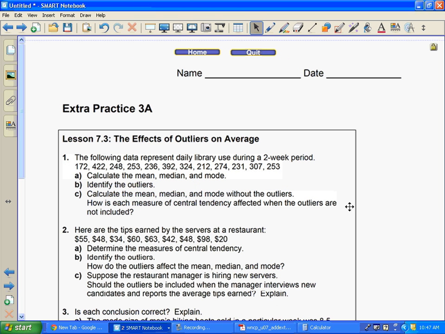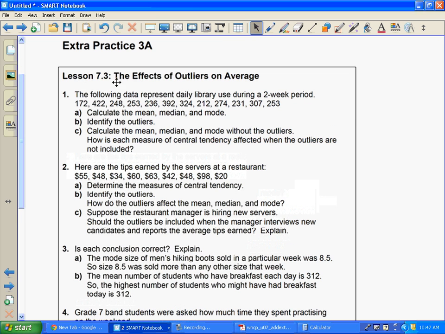Okay. Now, sometimes in lesson 7.3, you have an outlier. And very simply put, an outlier is a number that just doesn't seem to belong in that set. It looks really different than the rest of the data. For example, look at this one right here. Do any of these look like they don't really belong? You've got 172, 422, and you can see that some of these numbers just don't belong. Most of them are in the 200s. So this 422 looks way overinflated. It looks too big.